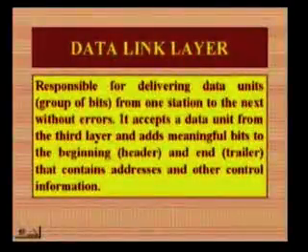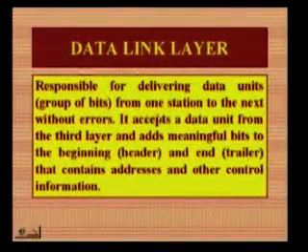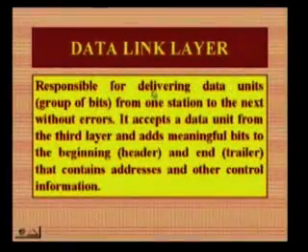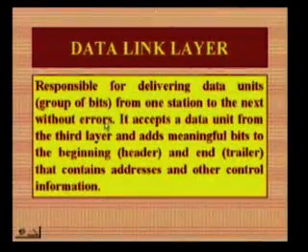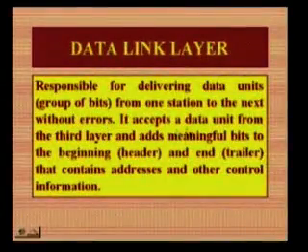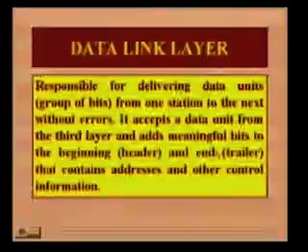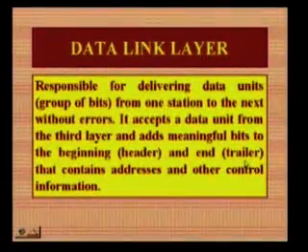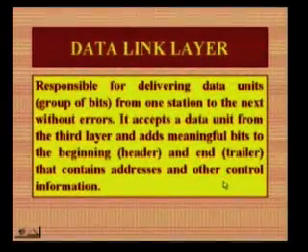And then we have the data link layer. I will try to quickly finish the whole functionality and then take up your questions. It is responsible for delivering data units. Let's look at this slide. It is responsible for delivering data units from one station to the next without any error, so again error control is used at the data link layer. It accepts a data unit from the third layer, the network layer, and adds meaningful bits to the beginning and the end, the header and trailer, around the actual data, and contains addresses and other control information.